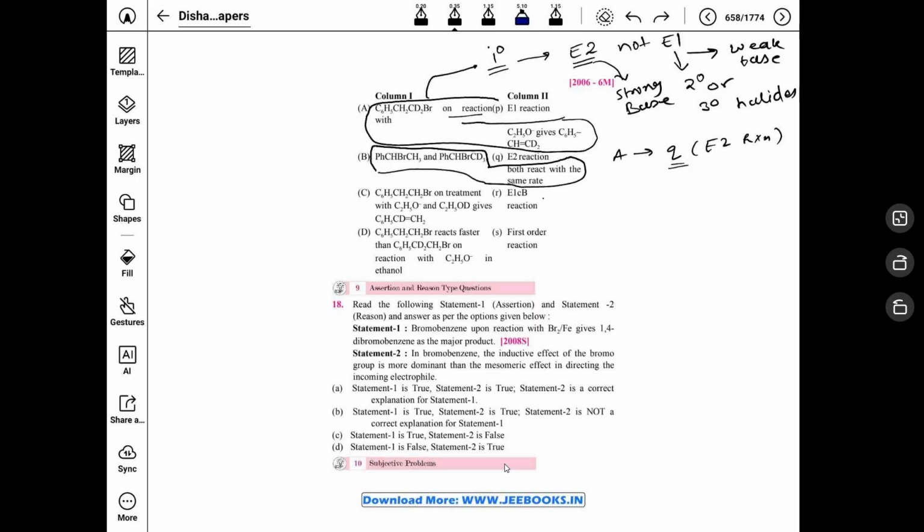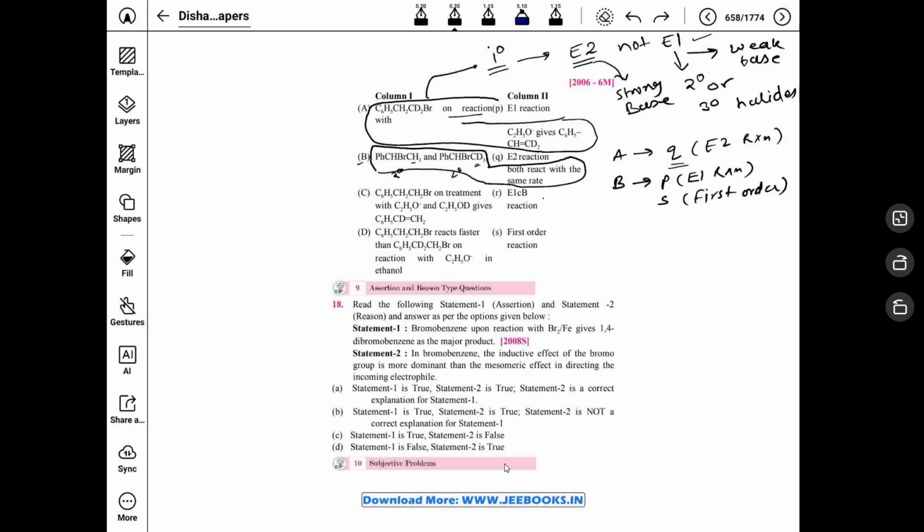Now let's look at the B. B is a secondary halide, both are secondary halides. This has deuterium instead of hydrogen, this has hydrogen. So secondary halides will give E1 mechanism, therefore we can say that B is matching to P, E1 reaction, and we know that E1 is a first order reaction, therefore it will match to the S also. So first order reaction.